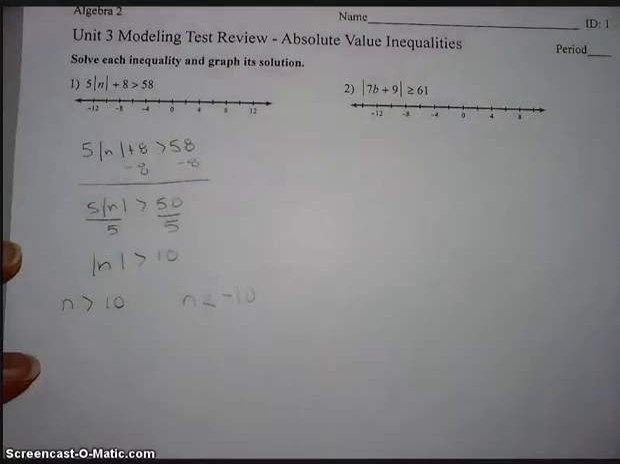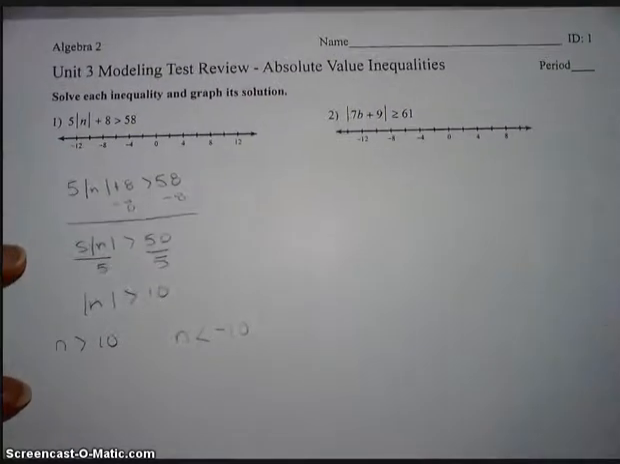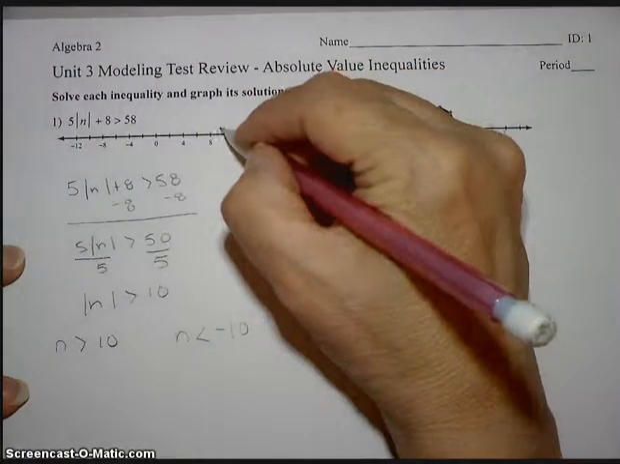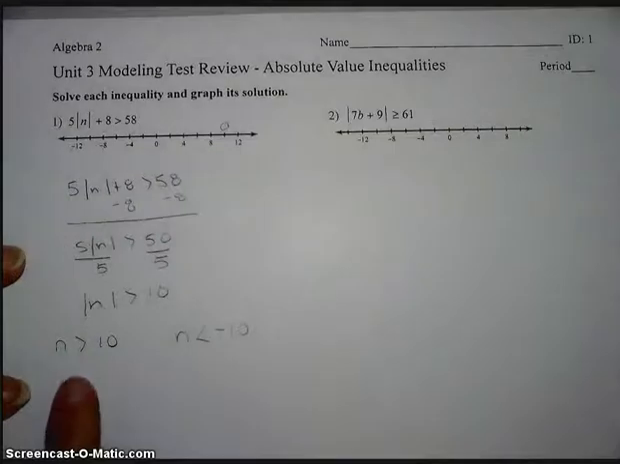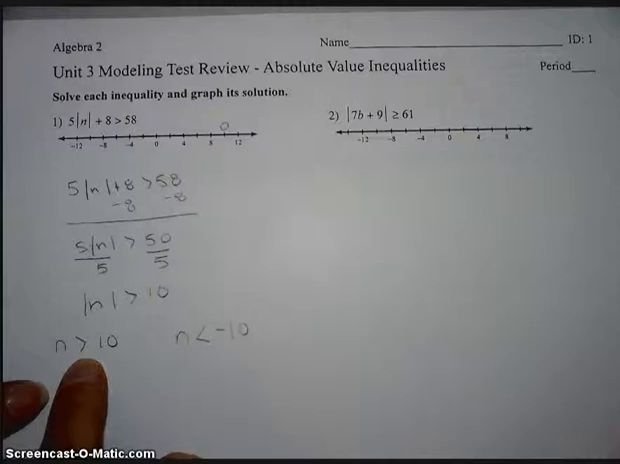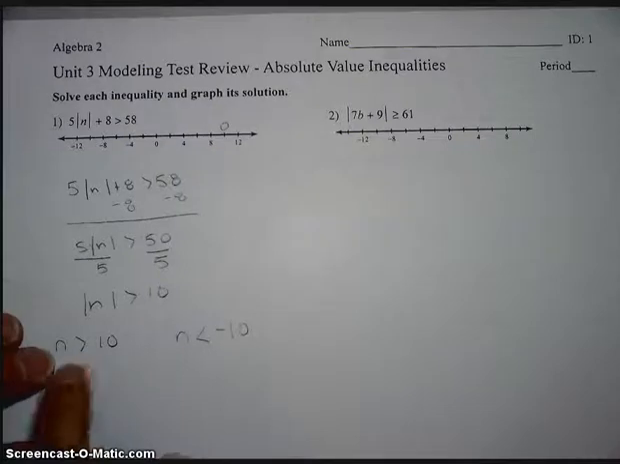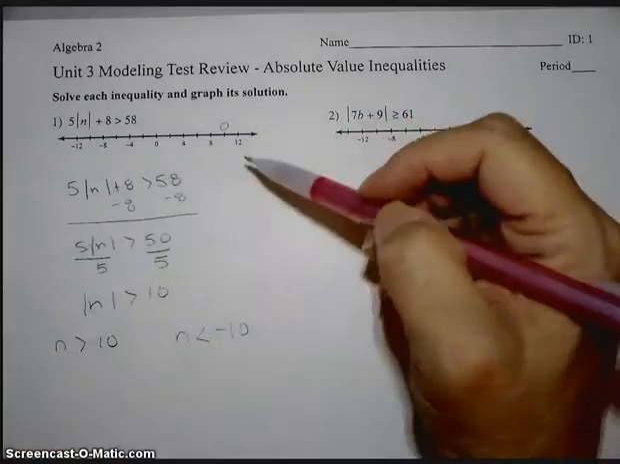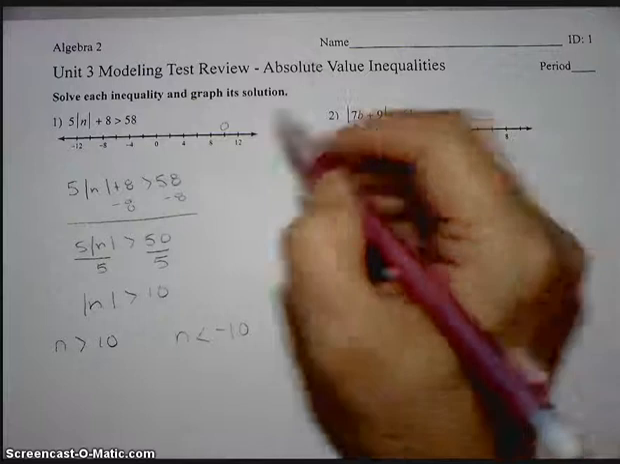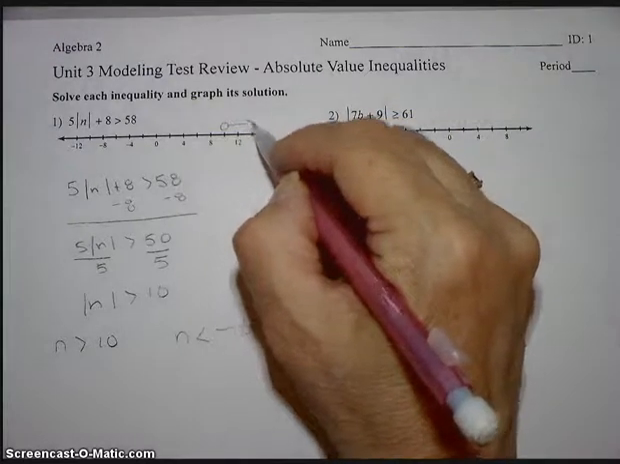So to graph this on the number line, I go to 10, which is here. I have an open circle, because remember, the only time I have a closed circle is if I have a line underneath, because that's greater than or equal to, but this is just greater than 10. So then I ask myself, which number is greater than 10, 8 or 12? Well, 12 is greater than 10, so I'm going to go this way.